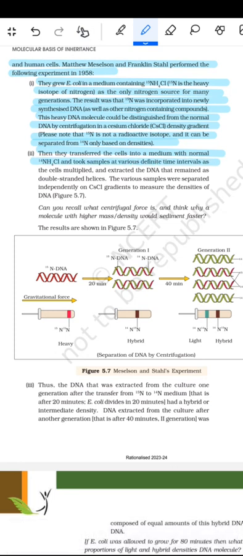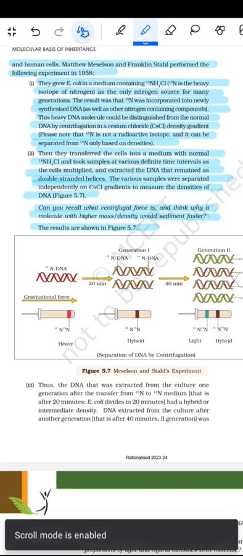at various definite time intervals as the cells multiplied, and extracted the DNA that remained as double-stranded helices. The various samples were separated independently on the cesium chloride gradients to measure the density of the DNA. Can you recall the centrifugal force and think why a molecule with higher mass density would sediment fast? The results are shown in Figure 5.7.